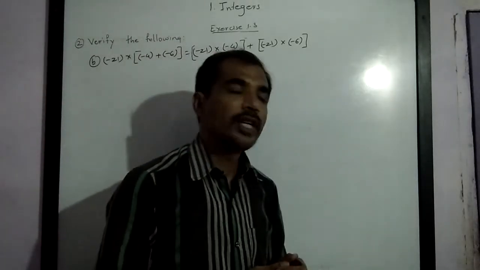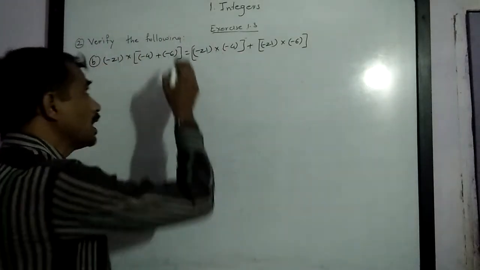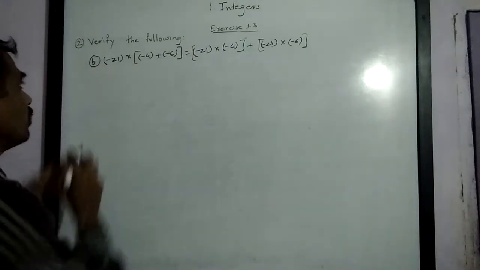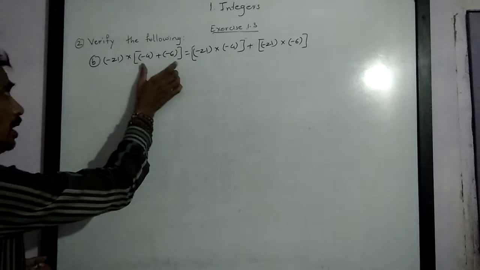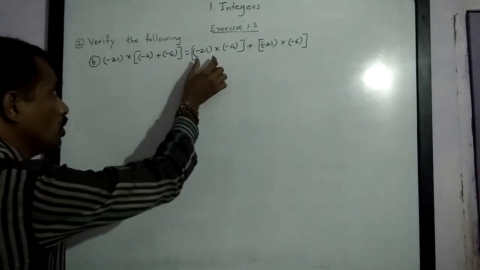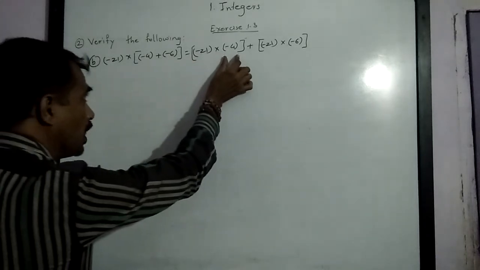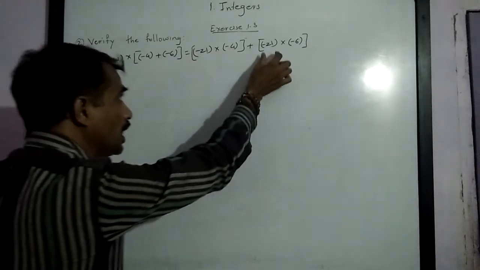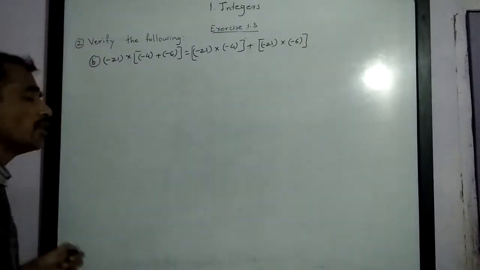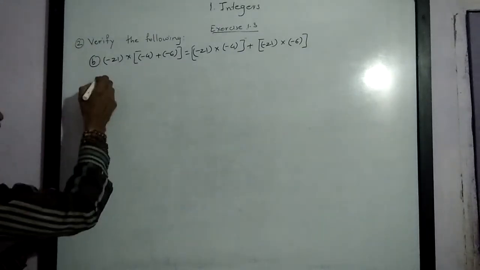In exercise 1.3, second sub question, B question is negative 21 multiplied by, in bracket, negative 4 plus negative 6, is equal to negative 21 multiplied by negative 4 in first bracket and negative 21 into negative 6 in second bracket. We have to verify whether this is equal to this. Let us check what is left hand side.